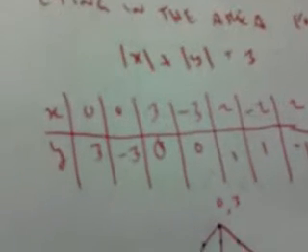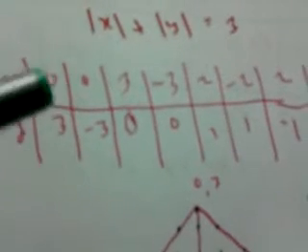Now, if you look at the equation mod x plus mod y equal to 3, we can have these values of x and y. If x is 0, y can be 3. If x is 0, y can be minus 3. X is 3, y can be 0. X is minus 3, y can be 0. X is 2, y is 1. X is minus 2, y is plus 1. X is 2, y is minus 1. X is minus 2, y is minus 1. If you take the absolute values of any of these pairs and add them, 0 plus 3 is 3, 3 plus 0 is 3, and so on.